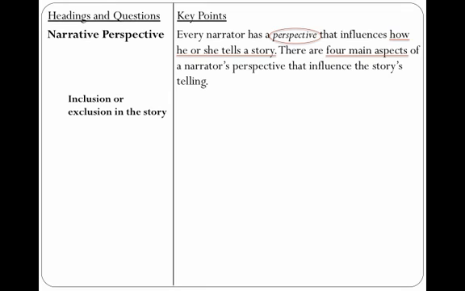The first aspect that influences a narrator's perspective and how the narrator tells a story is the narrator's inclusion or exclusion in the story. Now let's see how this aspect influences a first-person point of view narrator. So a first-person point of view narrator is a character in the story and uses the pronouns I and me.